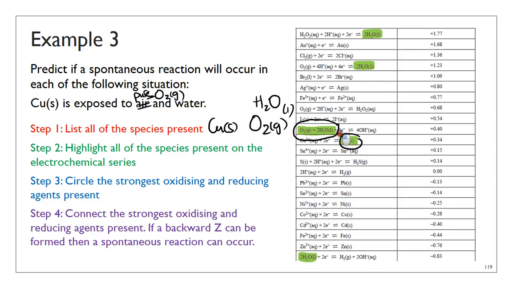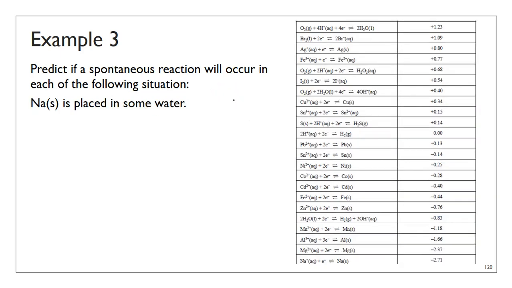You're going to have a reaction, not a very significant one, but there is a reaction here. This is a negative gradient. You can form a backward Z. So the answer for B is also yes. Okay. Let's do one more.